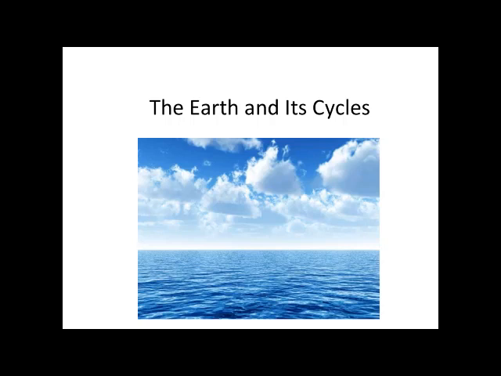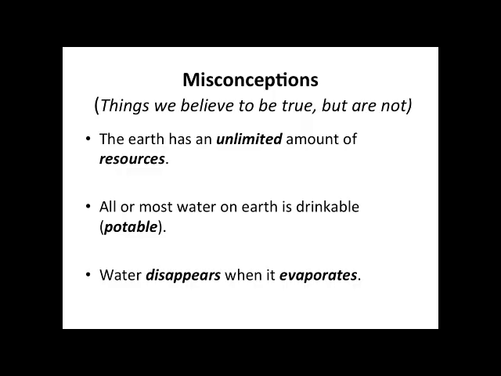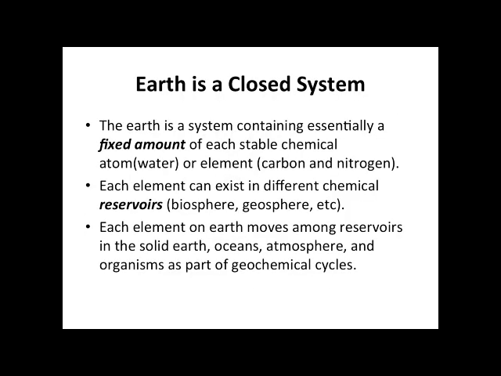Okay, the Earth and its cycles. First thing we want to look at is some ideas about the Earth. So there's some misconceptions. The Earth does not have unlimited resources. All or most of the water on Earth is not drinkable, and water does not really disappear when it evaporates. It does change phase, we can't see it, so what does disappear really mean? But it's not gone. It doesn't not become water. It just becomes water vapor, which we can't see with the naked eye.